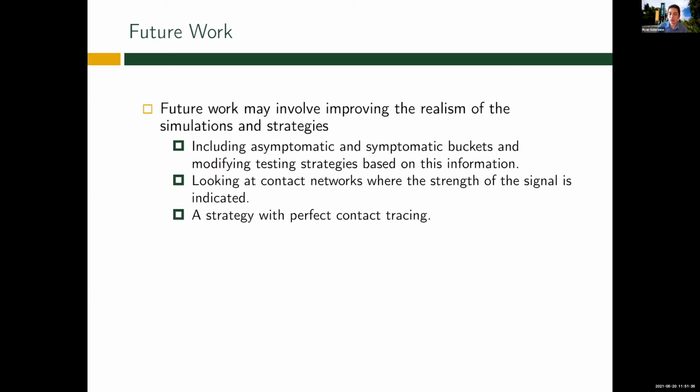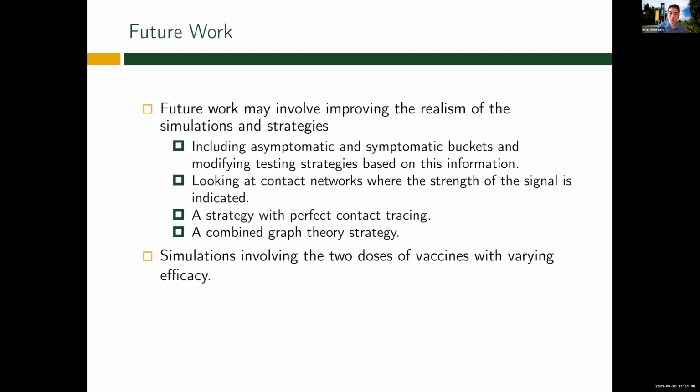A strategy with perfect contact tracing would be interesting. And then a combined graph theory strategy. And then something I didn't mention here is something we saw with the particle simulations, just different simulations altogether. And then also simulations involving 2 doses of vaccines with varying efficacy could be interesting, so that you could target the right population and stop the spread of the disease.